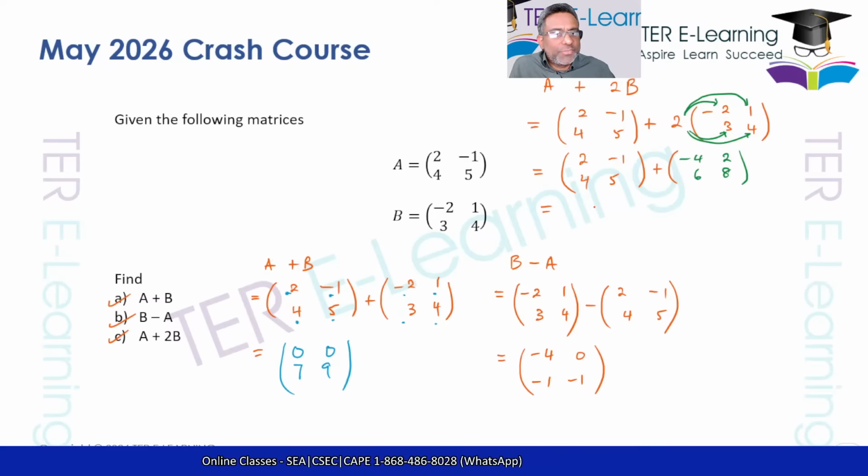So 2 plus minus 4 is going to give us minus 2. Minus 1 plus 2, you'll get positive 1. 4 plus 6 is 10. And then 8 plus 5, you get 13. So this is simple addition and subtraction, right? Simple addition and subtraction.